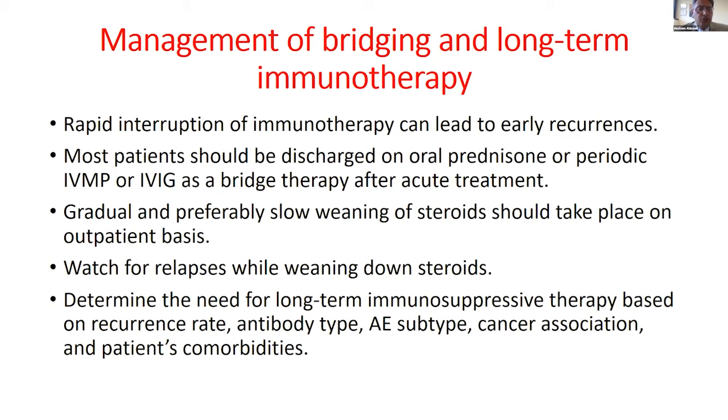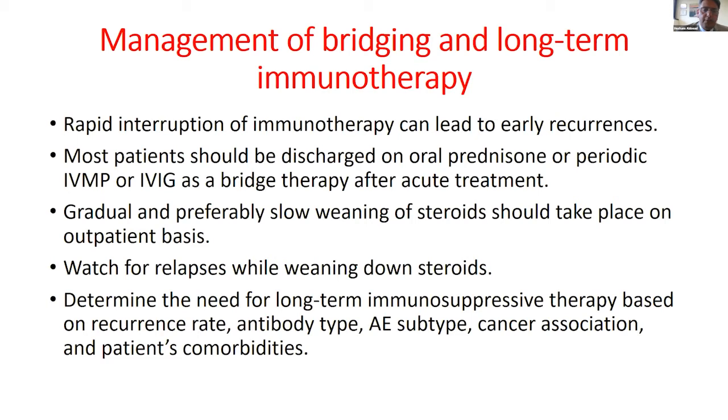Well, the first thing to pay attention to is that rapid interruption of immunotherapy can lead to early recurrences in autoimmune encephalitis, similar to what we see in other antibody-mediated disorders like neuromyelitis optica, for example. So the recommendation is not to abruptly stop immunosuppressive therapy or immunotherapy in general. If you want to wean down prednisone, try to wean it down as slowly as possible, as long as the patient can tolerate being on steroids, and also depending on which antibody is positive. Some will require slower weaning.